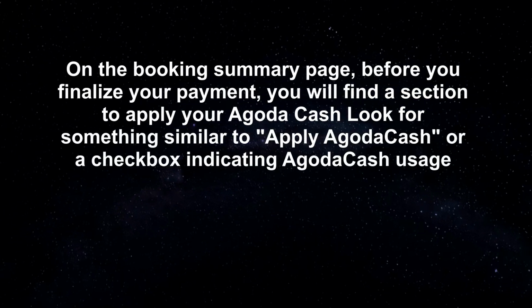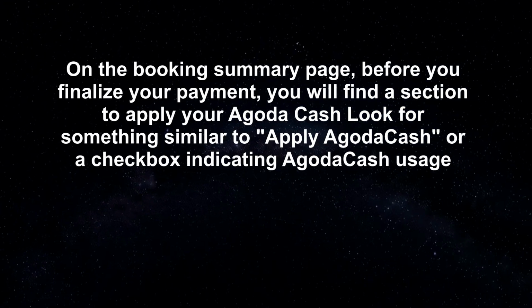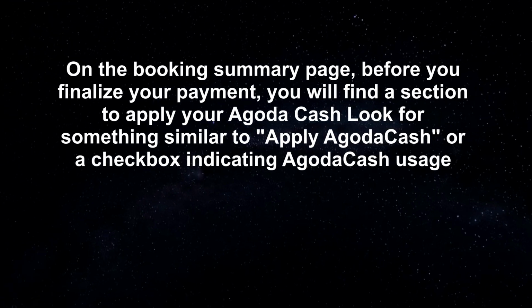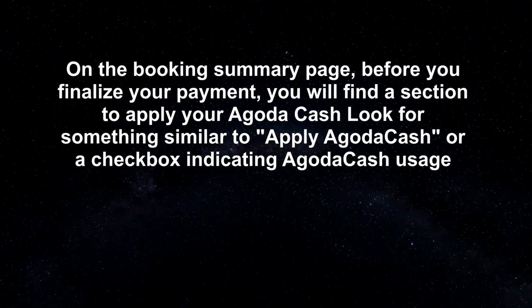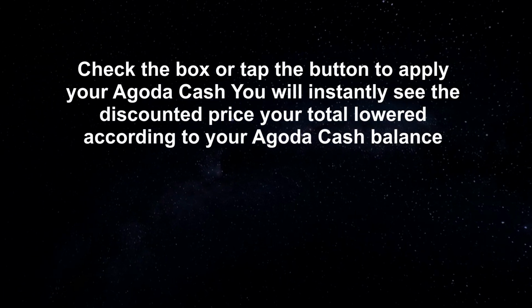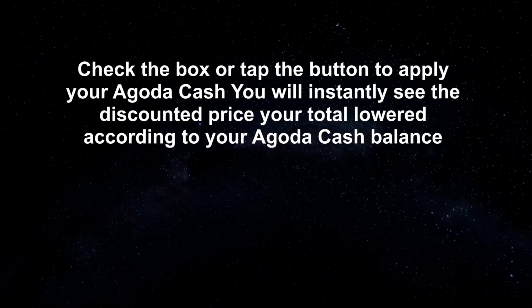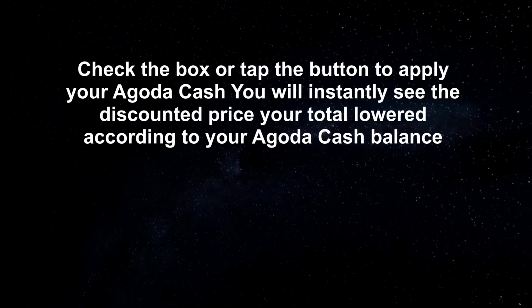On the booking summary page, before you finalize your payment, you will find a section to apply your Agoda Cash. Look for something similar to apply Agoda Cash or a checkbox indicating Agoda Cash usage. Check the box or tap the button to apply your Agoda Cash. You will instantly see the discounted price, your total lowered according to your Agoda Cash balance.